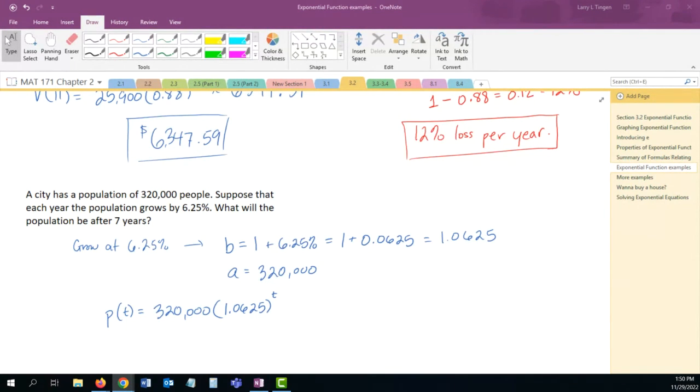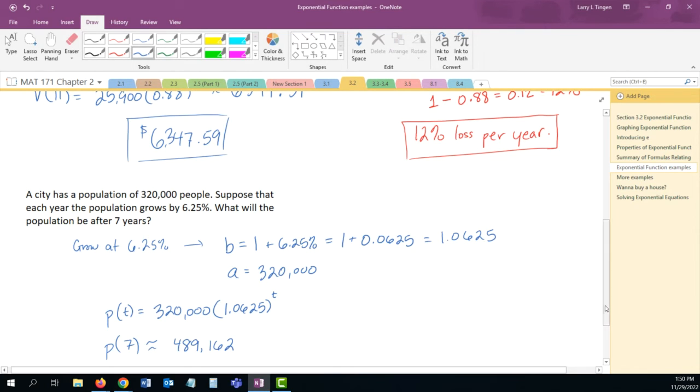So what happens when I plug in, not 11, 7. If that's P at t, I plug in 7. So in 7 years, if I see 6.25% growth every year for 7 years, I'm estimating that my population will be 489,162. Now, when you punch this in the calculator, you're going to get 161.8.